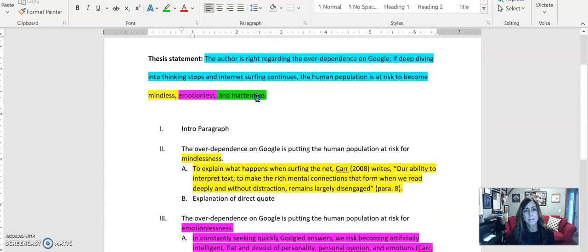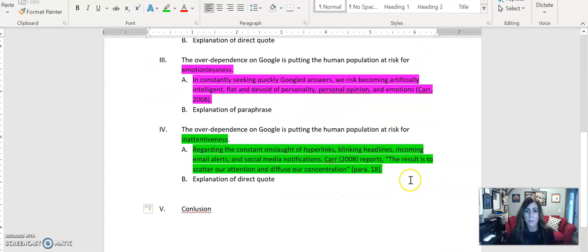Then my third point listed in my thesis statement becomes, after I've figured out what I want to argue, that the author is right regarding the overdependence on Google, and if they continue to be overdependent on Google, the human population is at risk to become very inattentive. So I went back, I found some research that supports that. In this case, it's a direct quote, and I've pulled that out as well.